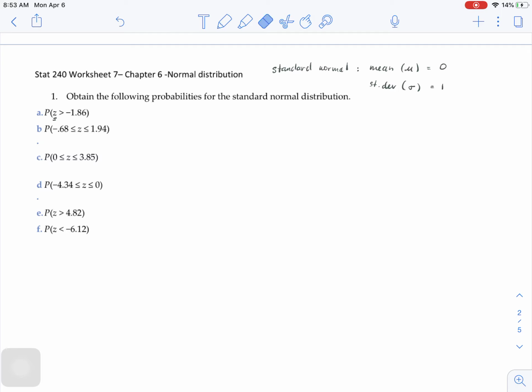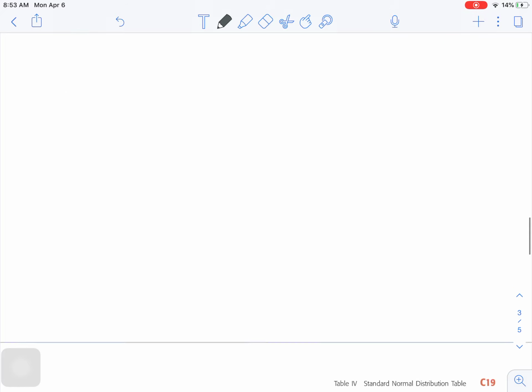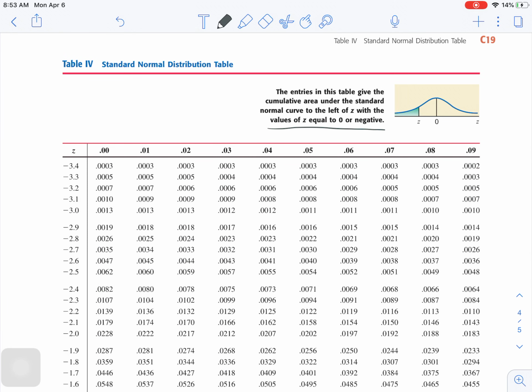The nice thing is, anytime we see probabilities related to the standard normal distribution, so probabilities with the letter Z, we can calculate these probabilities pretty easily using what we call our normal table, which will look like this. So the important thing to understand about the normal table is that the normal table gives you the area for any value of Z. It gives you the area to the left of it.